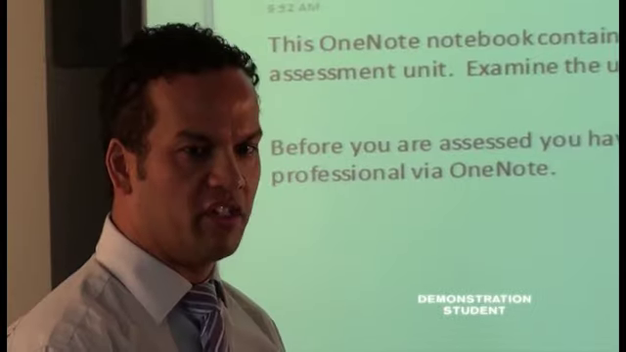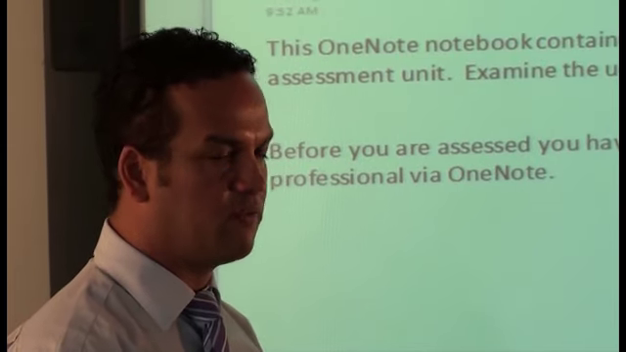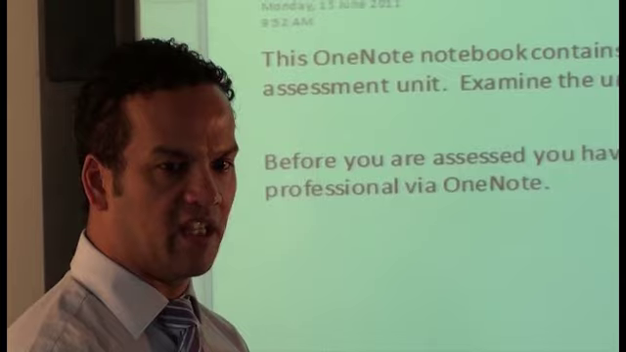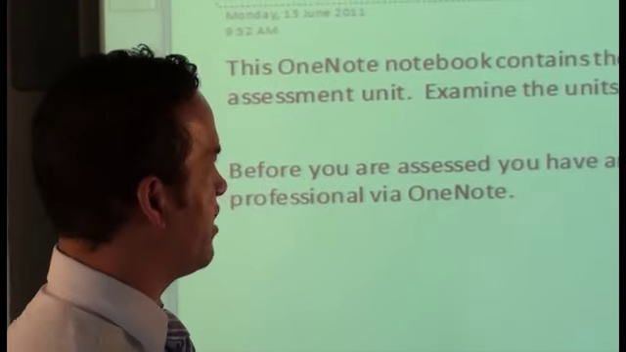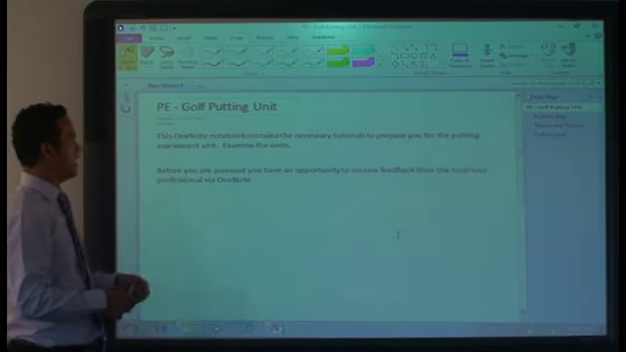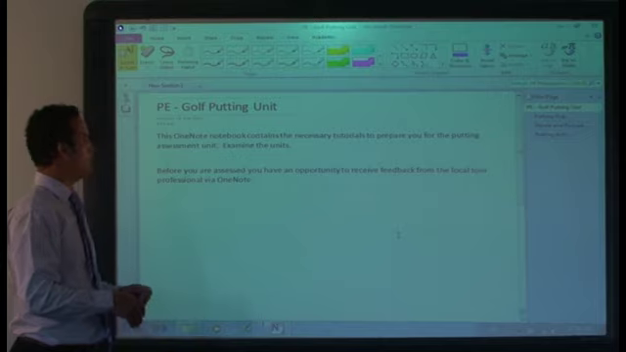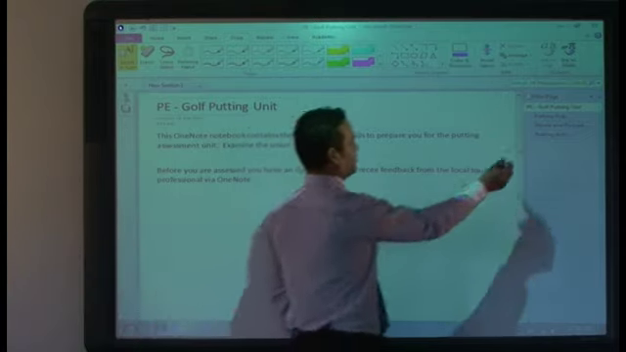Right, in this case, a student is a golfing student or a PE student in a PE class, and the unit is golf. So what the teacher's done is put together a little OneNote package with some information of how to putt in golf and how to start out this assessment unit. So first of all, it says, this OneNote notebook contains the necessary tutorials to prepare you for the putting assessment unit. Examine the results.